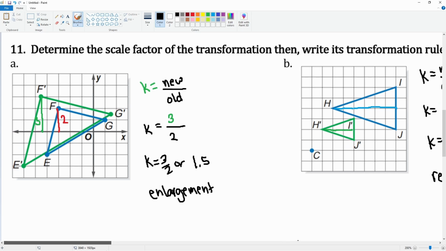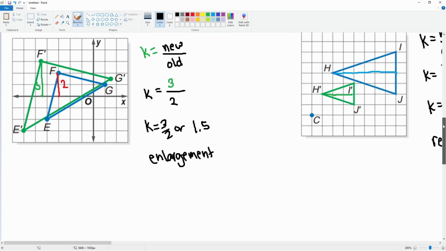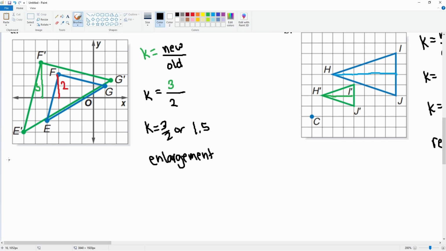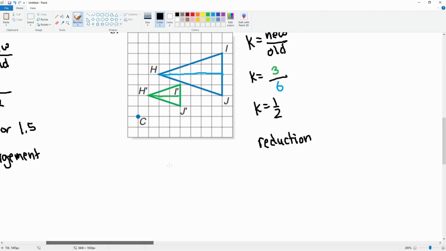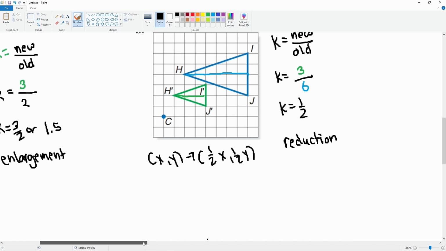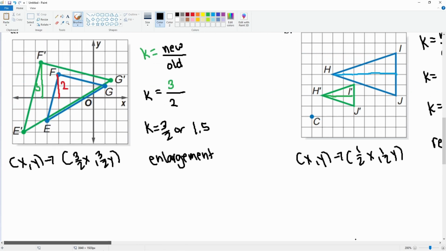All right, so writing its rule would be very simple. It is x comma y arrow 3 over 2 x comma 3 over 2 y. That would be the rule. For this one, x comma y arrow 1/2 x comma 1/2 y. See, the scale factor is just applied to the x and the y coordinate.